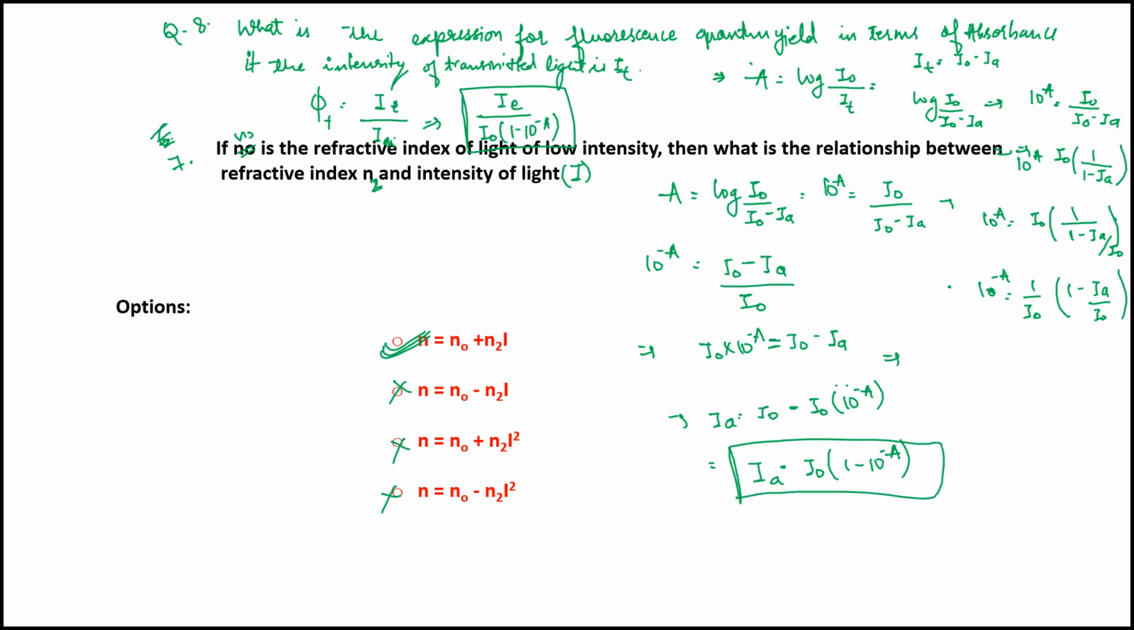So from this calculation, we substitute the value of IA here, and what we get is phi equals IE upon IA, which equals IE upon I naught into 1 minus 10 to the power minus A. This relation is quite important because questions may be asked from this also.